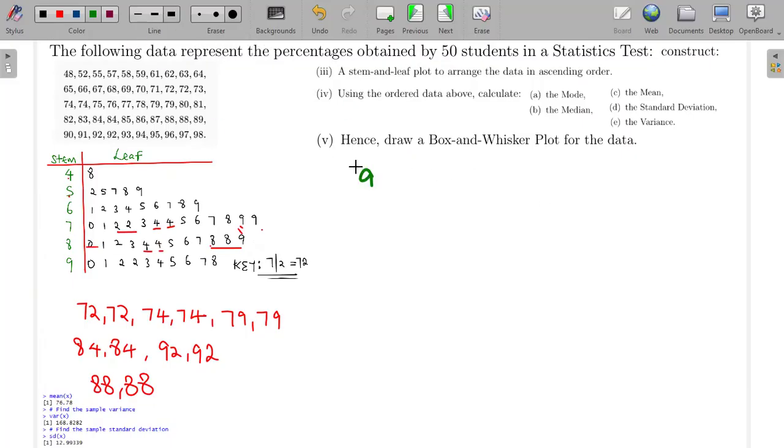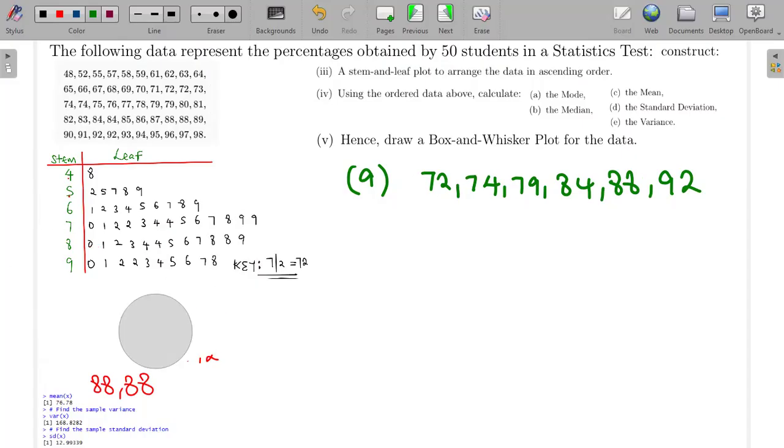So the answer to part A there, what is the mode? Okay, the mode is not a single value in this case. We're going to say this distribution is multimodal. Therefore, it has modes 72, 74, 79, 84, 88, and then what? 92. All these numbers are appearing more than once. So it's multimodal. Okay, but B, find the median.